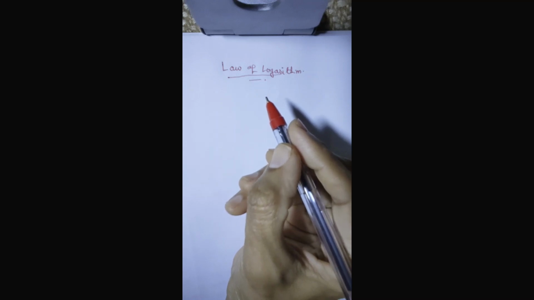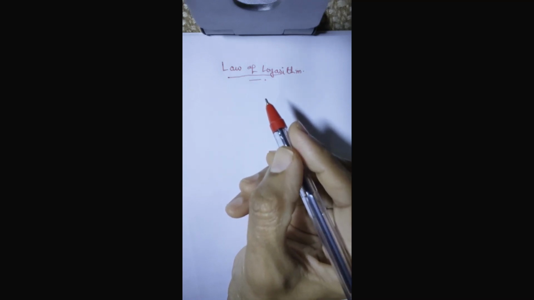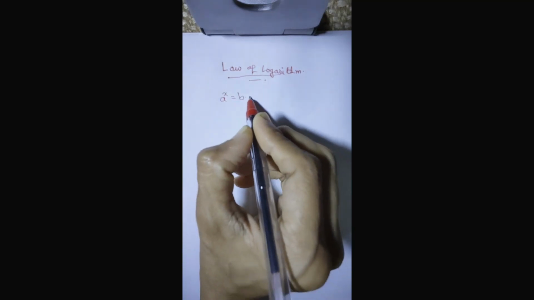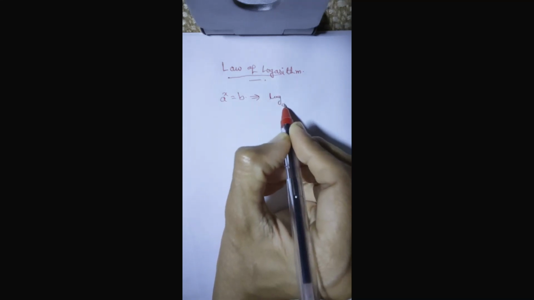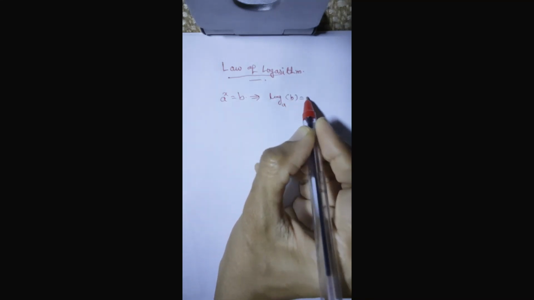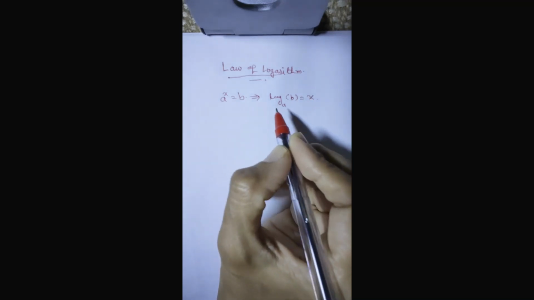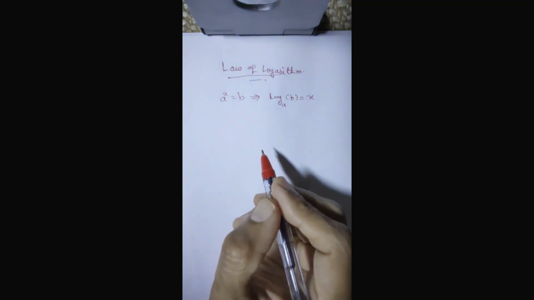Let me just take one example. Just revise a definition. We know that if a to the power x equal to b, this is the exponential form. So its logarithm form is log to the base a of b is equal to x. This is the basic definition of log.